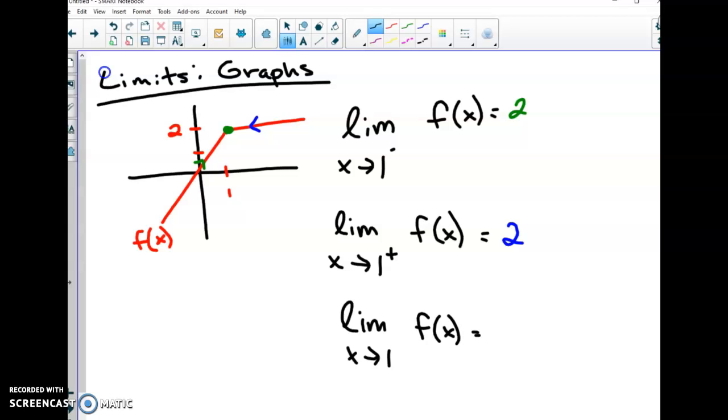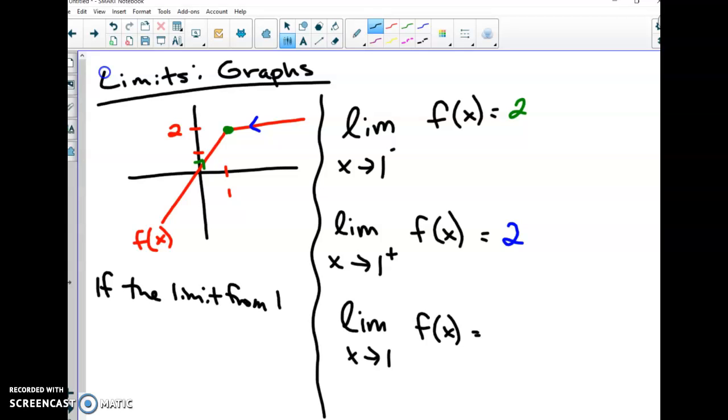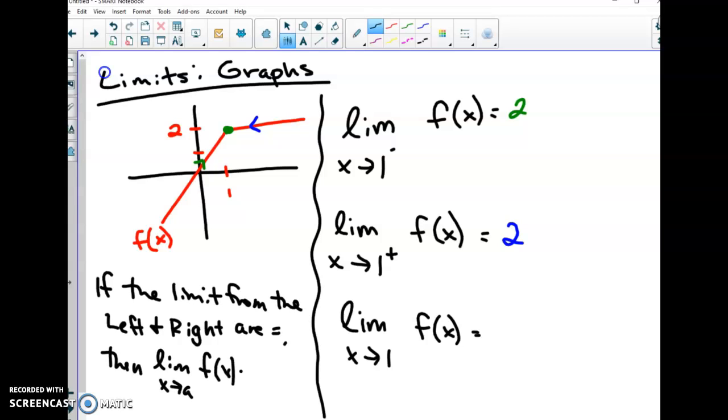Then we have to talk about the general form. So the general form, there's a criteria for this. If the limit from the left and right are equal, then the limit as x is approaching a of your function equals that value.